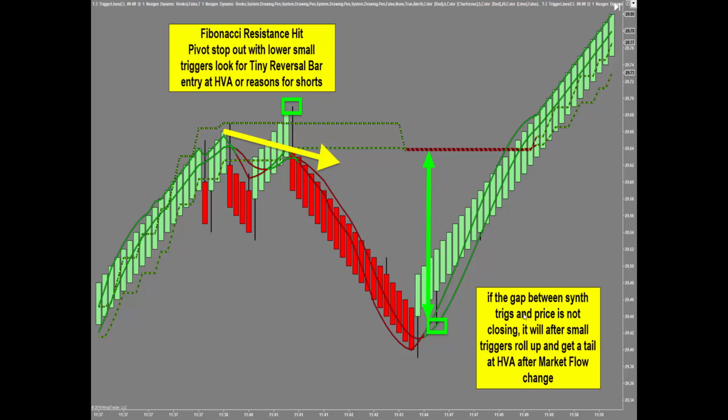Or if you had Fibonacci reasons in a high volume area, I'm just going to say HVA from now on, if you had an HVA here, you could actually take a long trade to get back to your synthetic triggers. And you're going to see some of the more experienced traders doing this on a regular basis. And now you really understand why, with this huge gap, wide small triggers, and a high volume area here, you're going to be able to take a long trade in this situation.